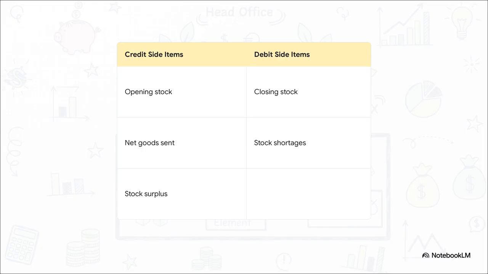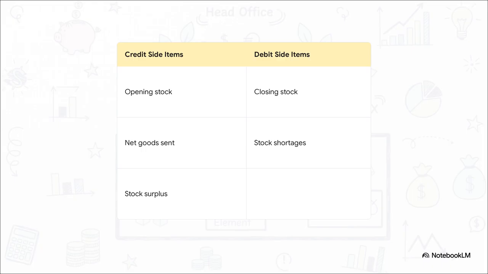Now we have to balance that against the debit side. We debit the account for the loading on the branch's closing stock, shifting it to the stock reserve account so it's ready and correctly accounted for in the next period. But here is the really crucial part. We also debit the account for the loading on any stock shortages. Think about the logic for a second.